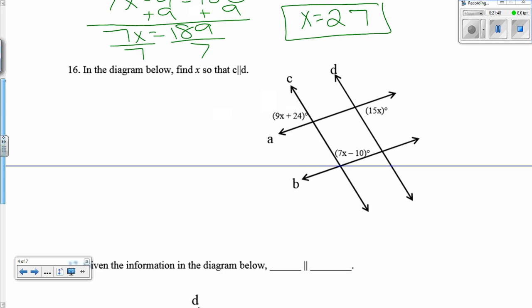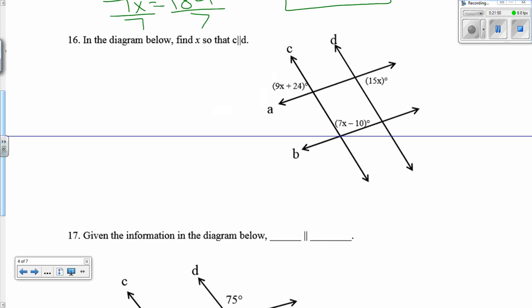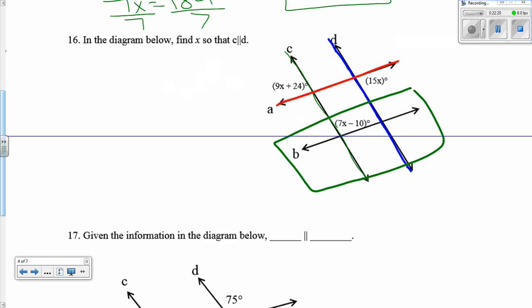All right, so in the diagram below, find x so that C is parallel to D. So I know I'm going to need one angle. I'm going to need an angle on C, and I'm going to need to use line D. So I look at my information I have. I know I'm going to need to use the 15x, so that means my transversal that I'm going to need to use is A. So I'm just going to box this out because I don't need to worry about this part down here.